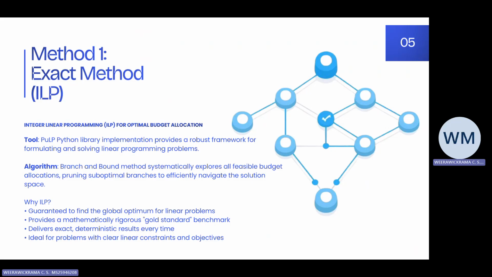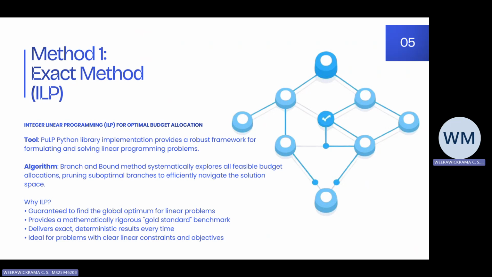One of the main advantages of ILP is that it guarantees the global optimum. This means the solution we get is the absolute best possible under the given conditions. Additionally, ILP provides mathematically rigorous results, making it a reliable gold standard for comparison. It is also deterministic, meaning it will always produce the same results for the same input, ensuring consistency.